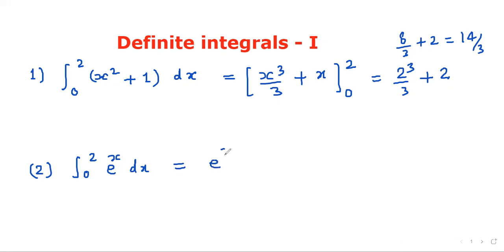Integration of e power x is e power x. Then limits 0 to 2. So we write the upper limit in place of x first. This is called the upper limit. This is called the lower limit. So e power 2 minus e power 0. And if the power of any number is 0, it means it is 1. So we have got e square minus 1.